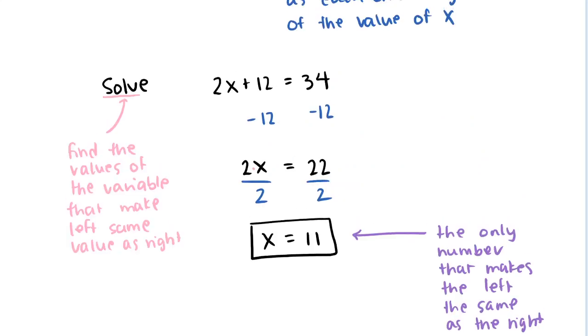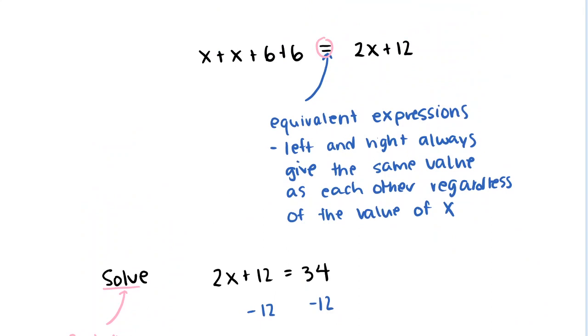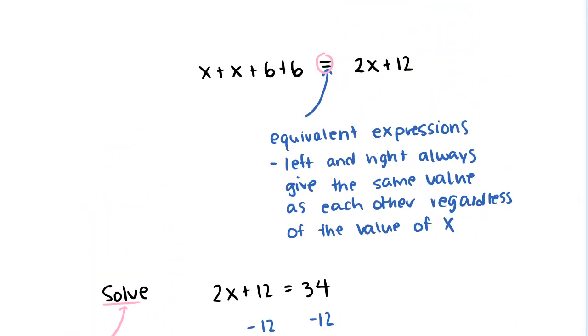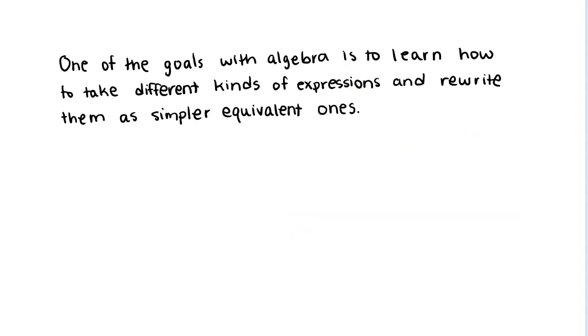So another thing I like to bring up with this other example here, the fact that x plus 6 plus 6 is equivalent to 2x plus 12. Here, this expression on the right side of this equation feels like a simpler expression to work with. And so this brings me to my next point, that one of the big goals with algebra is to learn how to take different kinds of expressions and rewrite them as simpler but equivalent ones.